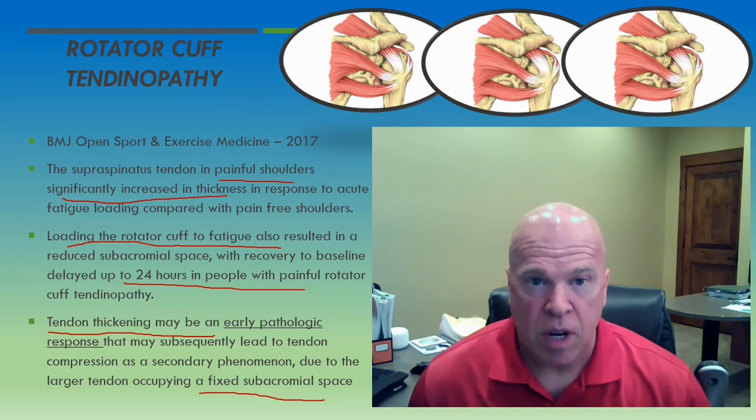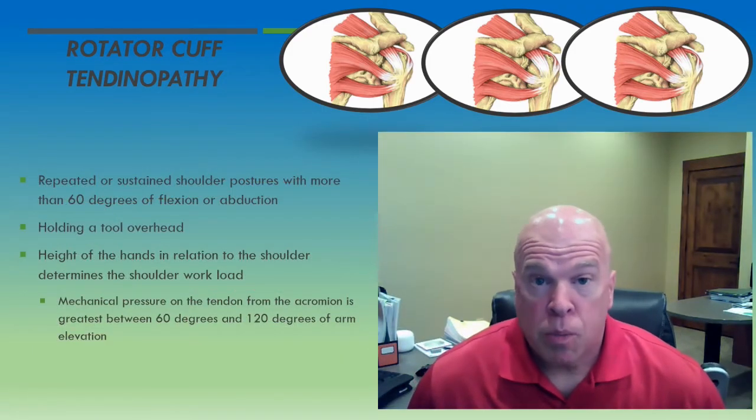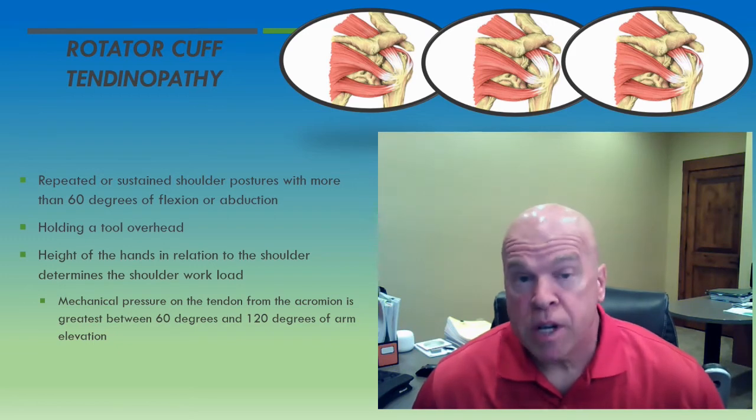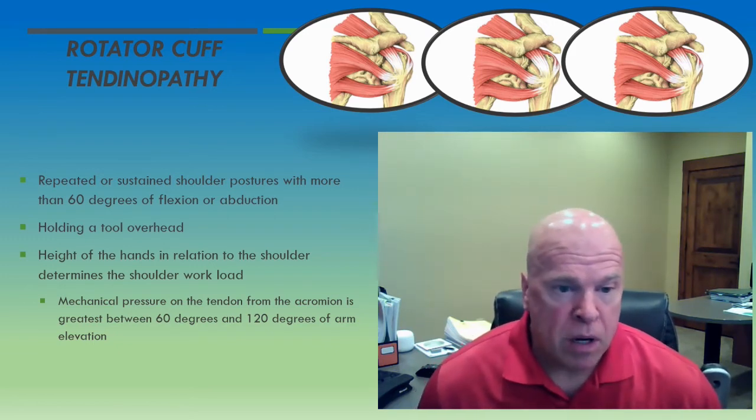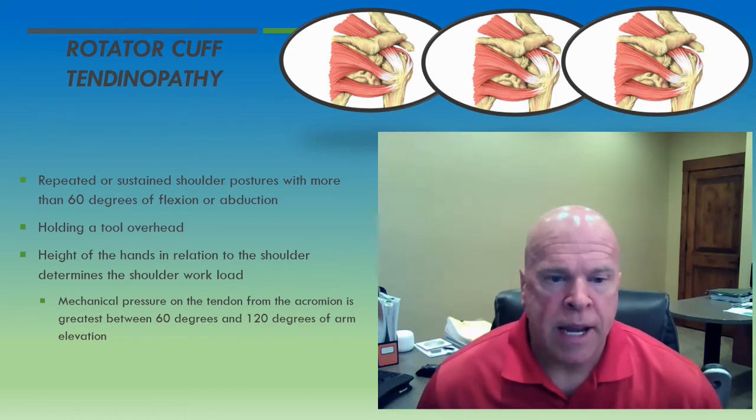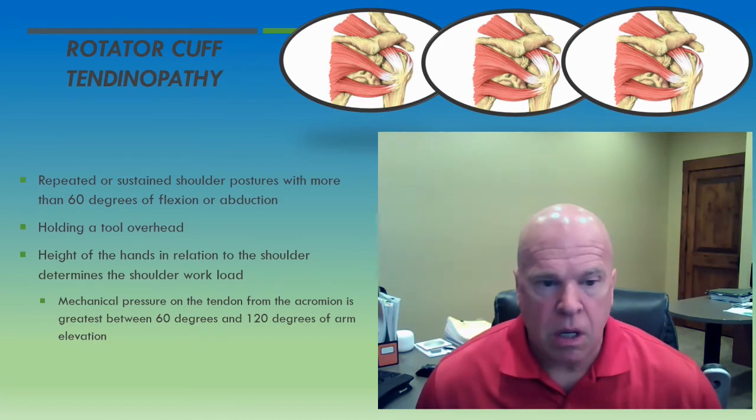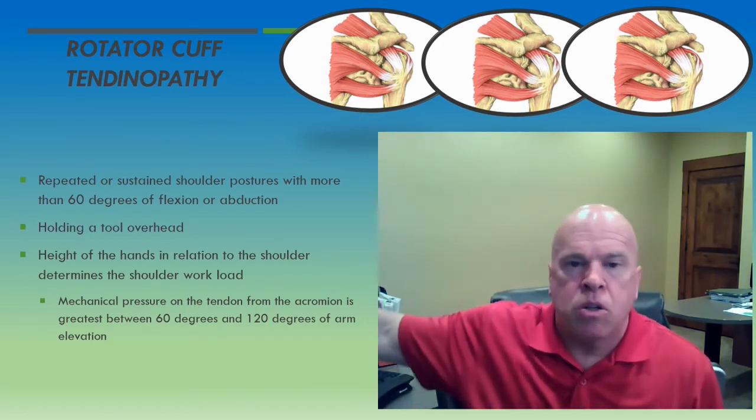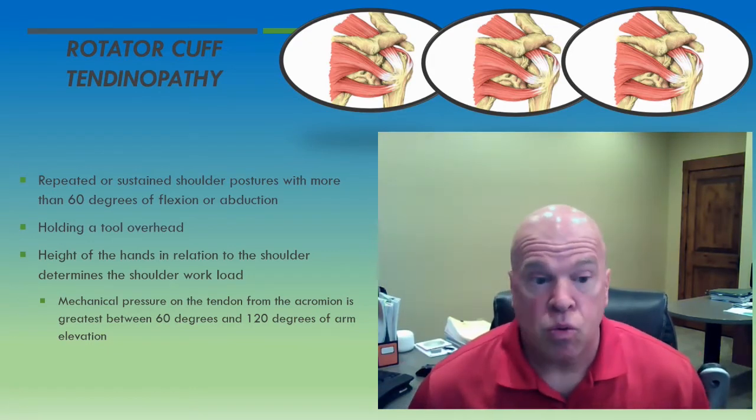So let's illustrate this phenomenon here for you so that it becomes visual for you. What are the positions and the postures that place the rotator cuff tendons at greatest risk for the development of tendinopathies? Well, according to the British Medical Journal, repeated or sustained shoulder postures with more than 60 degrees of flexion or abduction, forward flexion or horizontal abduction, place the rotator cuff tendon at greatest risk.